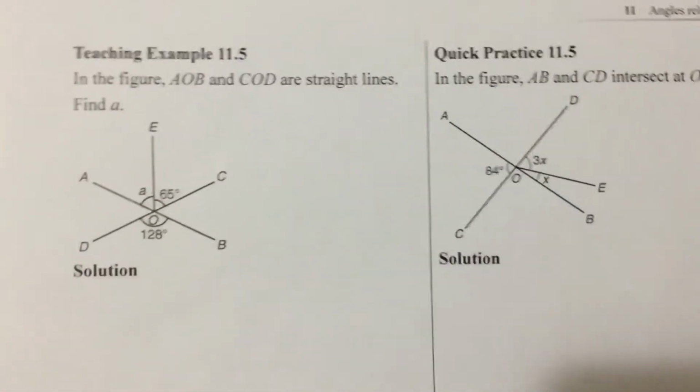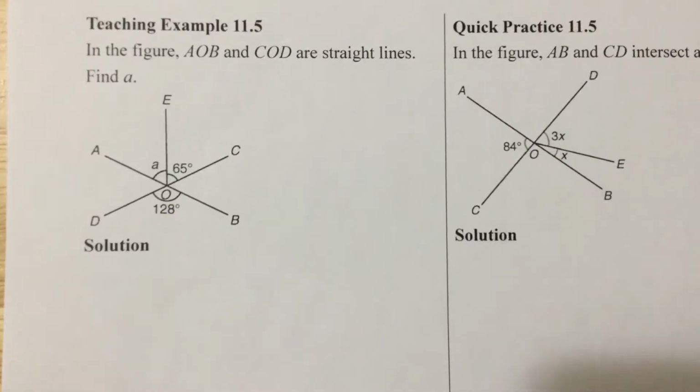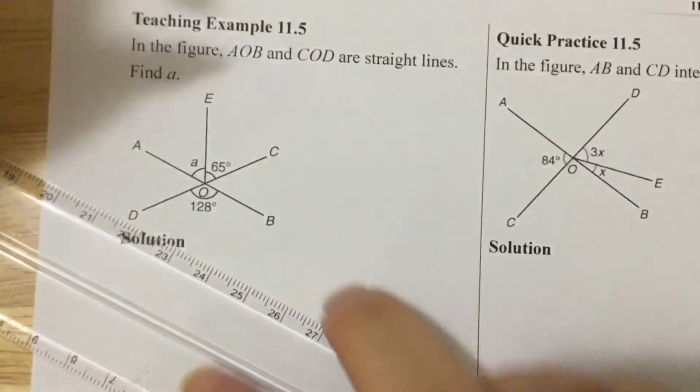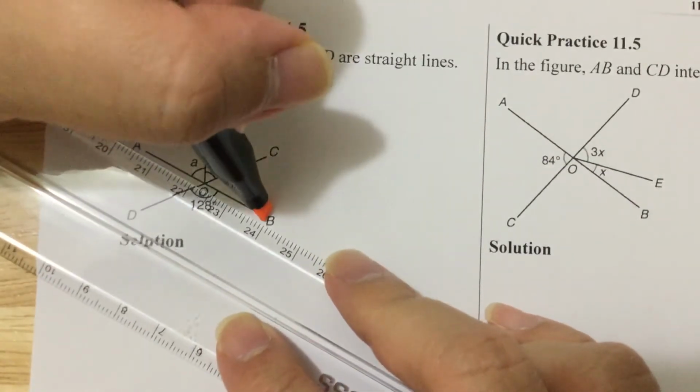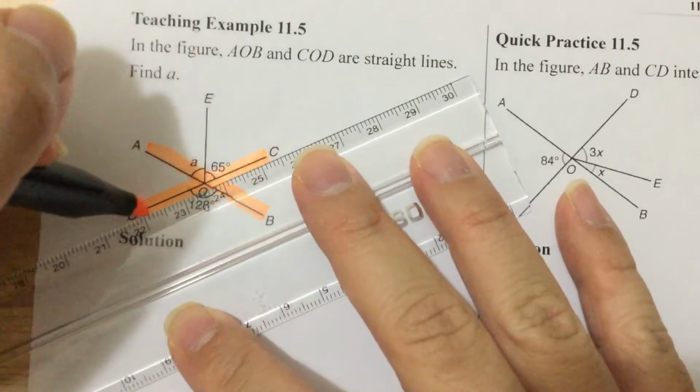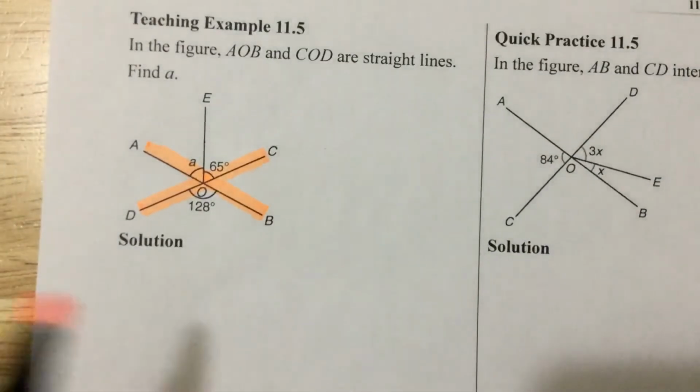Okay, now let's look at teaching example 11.5. In the figure, AOB and COD are straight lines. Why don't we draw AOB and COD together? Now we see that this one is a cross. We use two straight lines.